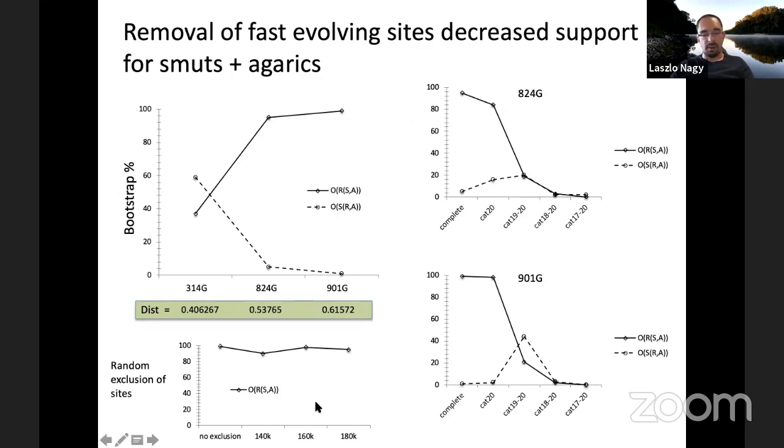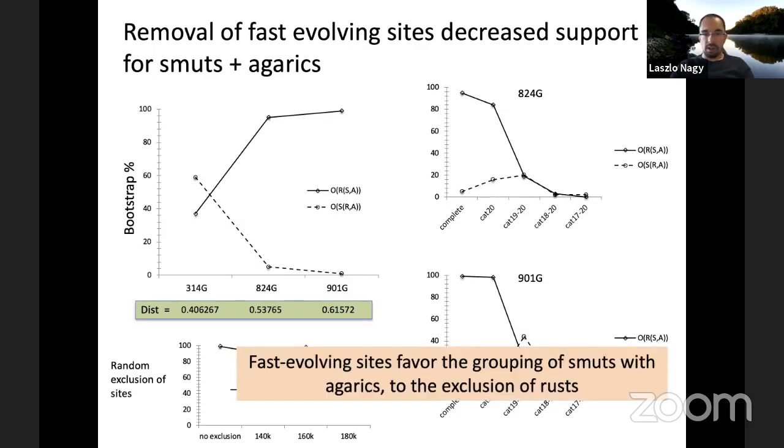And especially if we compare it to an analysis where we randomly removed sites from the data set, in that case there was basically no change in the support values. So what we see, this decrease, is not because we are removing sites that are conferring signal to these splits. It is because the removal indeed changes the proportion of signal that comes from the data set. So this tells us that there is something going on with fast evolving sites.